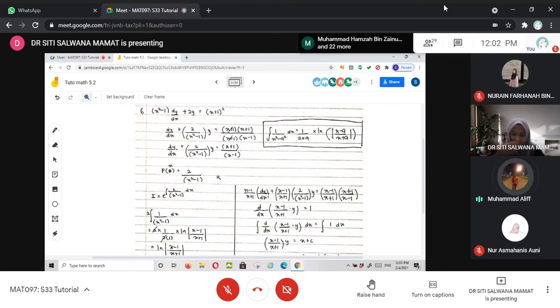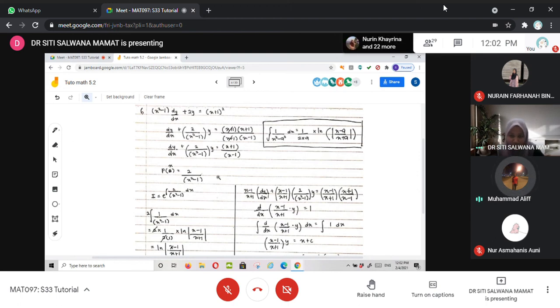Okay, first step, kita jadikan coefficient of dy over dx tu 1. So, kita darab both right and left side with 1 over x squared minus 1. So kita akan dapat general form of first order differential linear equation. So kita tentukan mana satu P(x), which is 2 over x squared minus 1. Then kita cari I dia.